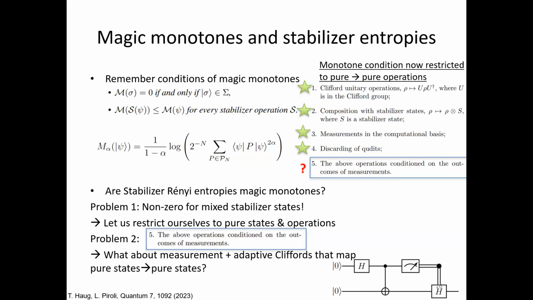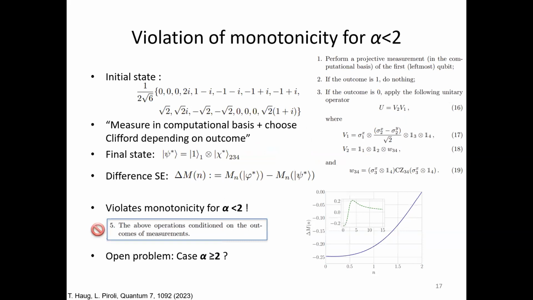And then depending on the measurement outcome, we choose a different operation. So let's say if you get outcome 0, we do nothing, and if you get outcome 1, we apply a Hadamard gate. So this would be an adaptive Clifford circuit. But depending on the measurement outcome, we choose a different unitary operation. So we can now ask, is this a monotone in this case? And it turns out it is not the case.